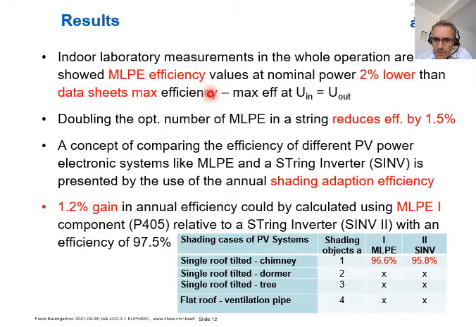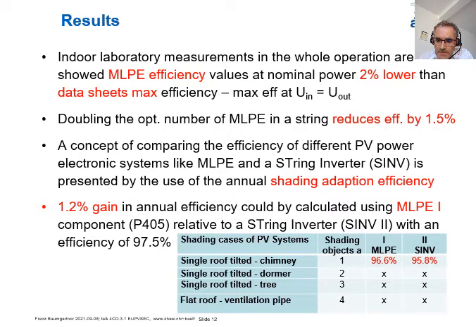But what are the other results I just showed before? For the design phase, we should tell the people out there, please try to get unity between input and output for the unshaded mode if you are using an optimizer, and don't take the whole range, because then you will lose efficiency. For example, doubling the number of MLPEs, you will lose 1.5% efficiency. And we propose this method, which ends up with a shading adaption efficiency.